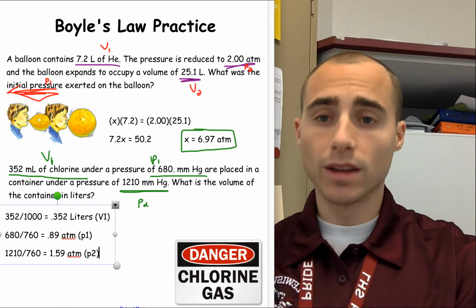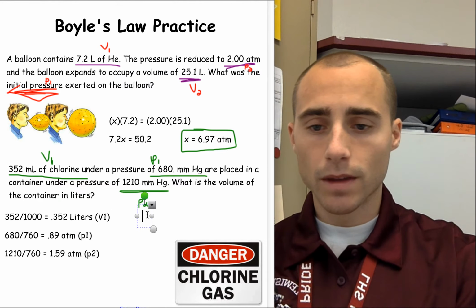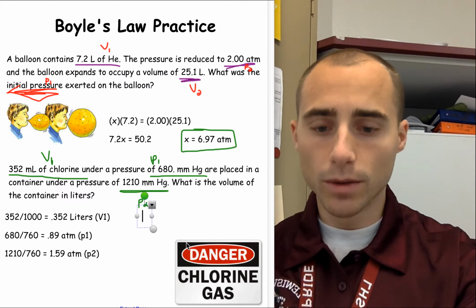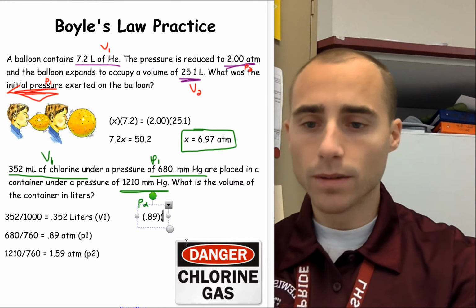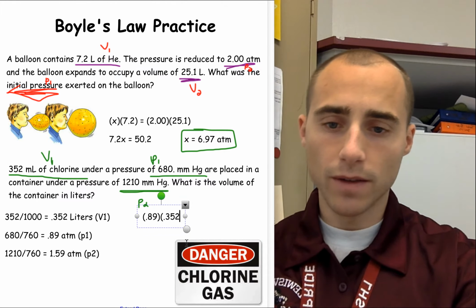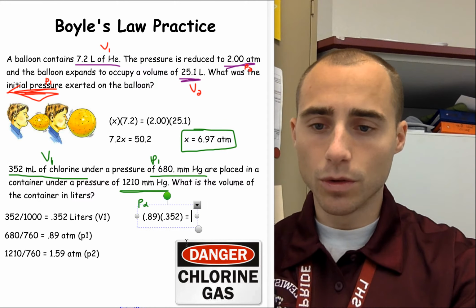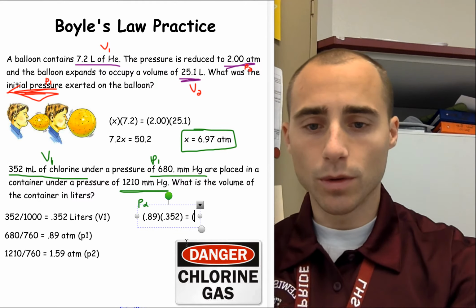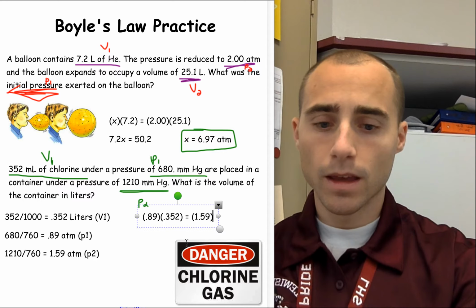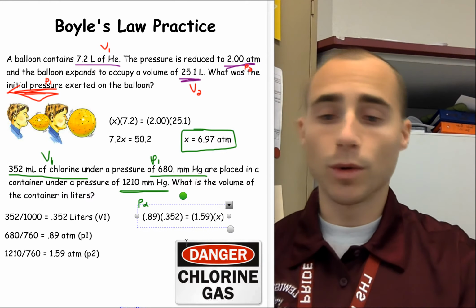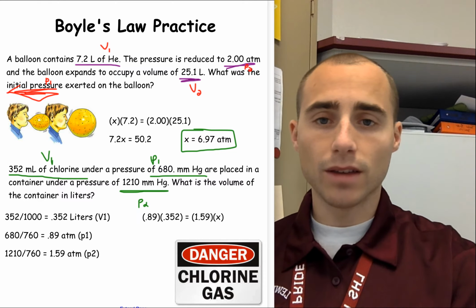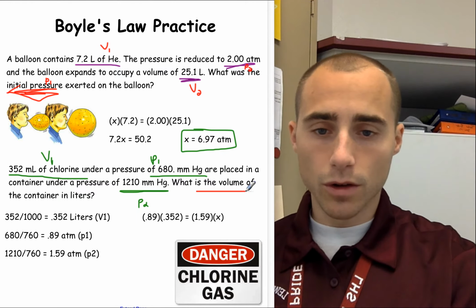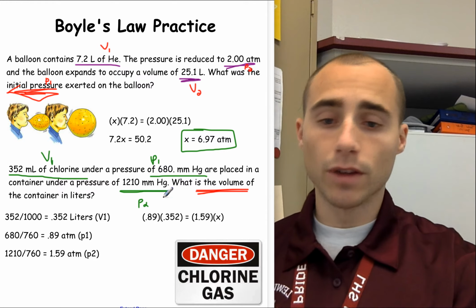Now we just have to put it all together. So we have P1, which is 0.89. We have V1, which is 0.352. We'll set that equal to P2, which is 1.59, and V2, which we don't know. We are solving for V2 because our question right here is asking for the volume. So that is what we are solving for.